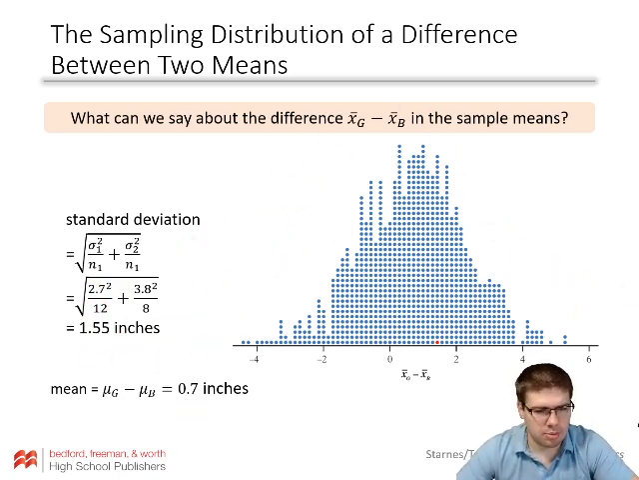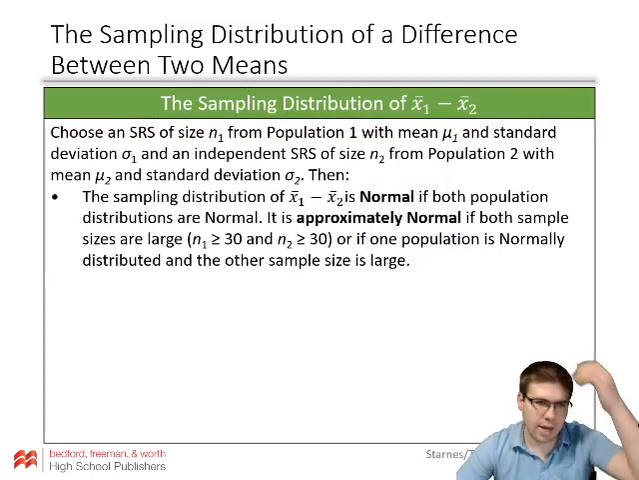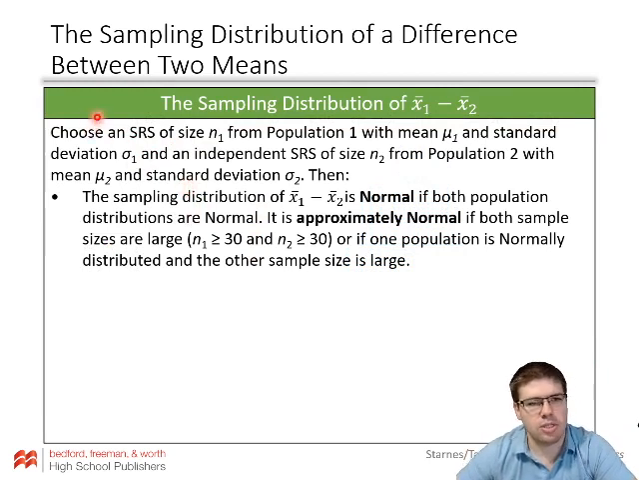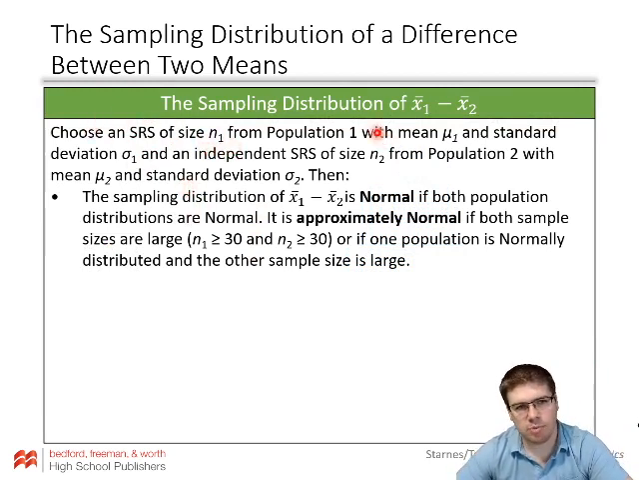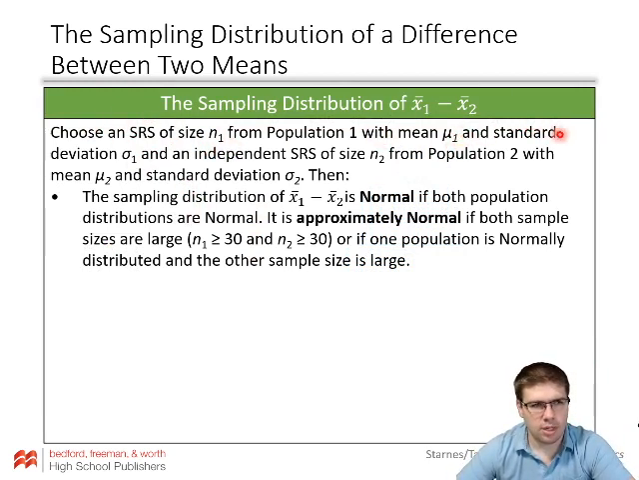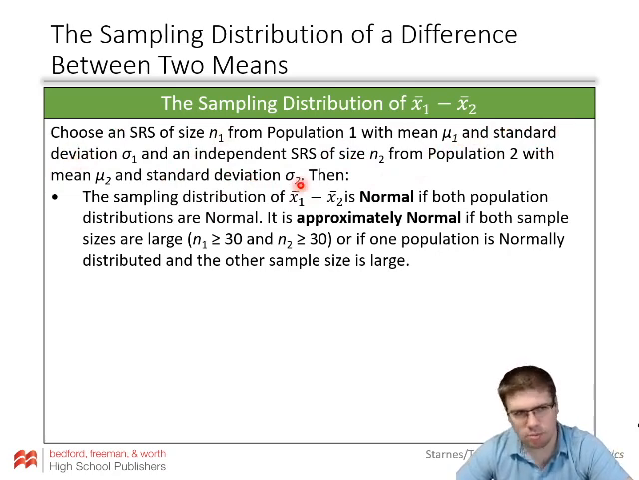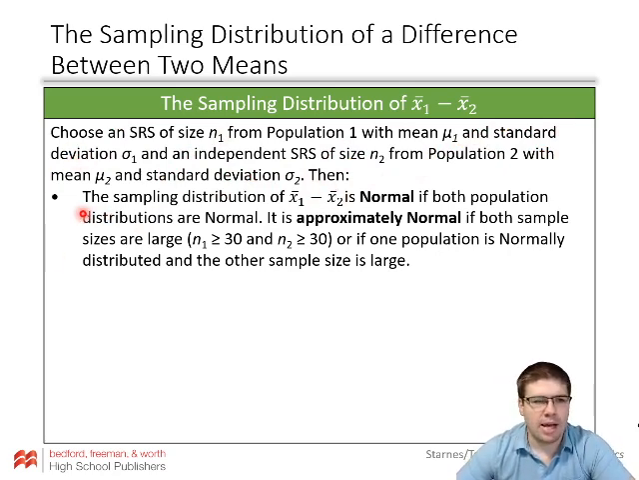And of course, the shape is approximately normal. So the sampling distribution of x bar 1 minus x bar 2 follows these rules. If you choose a simple random sample of size n1 from the first population with a mean mu1 and standard deviation sigma 1, and then an independent simple random sample of size n2 from population 2 with mean mu2 and a sigma 2, the sampling distribution of x bar 1 minus x bar 2 is normal either if both population distributions are normal, or is approximately normal if both sample sizes are large.